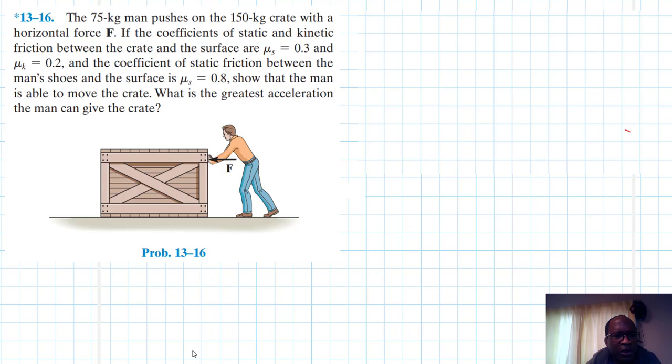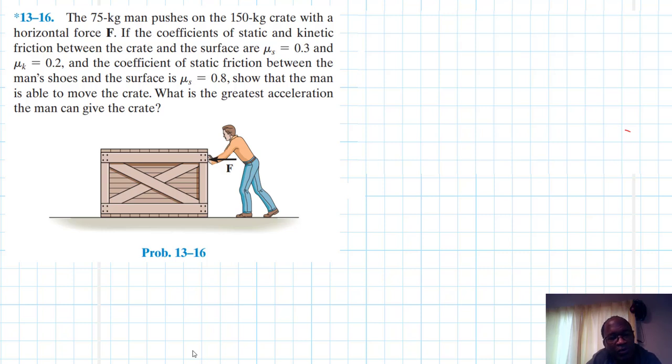The problem reads: the 75 kg man pushes on the 150 kg crate with a horizontal force F. If the coefficients of static and kinetic friction between the crate and the surface are mu s equal to 0.3 and mu k equal to 0.2, and the coefficient of static friction between the man's shoes and the surface is mu s equal to 0.8, show that the man is able to move the crate. What is the greatest acceleration the man can give the crate?